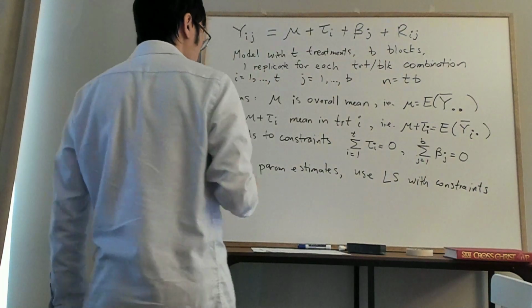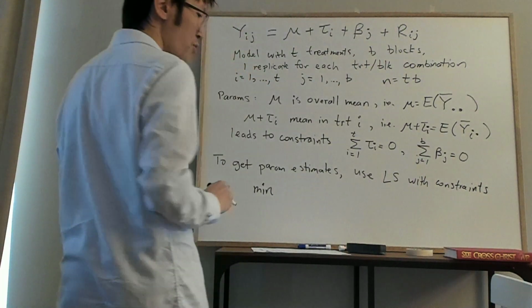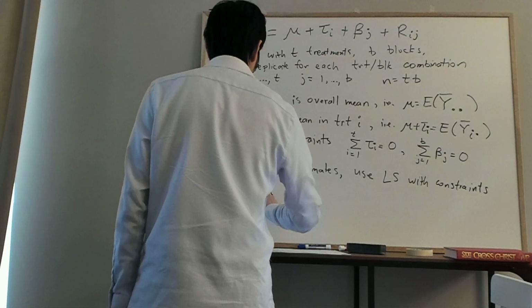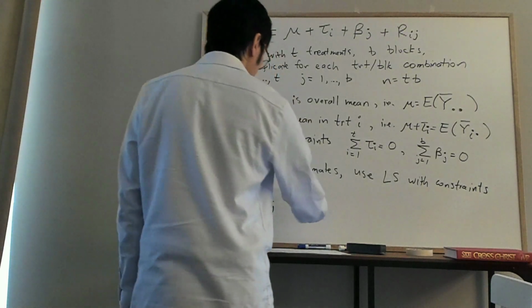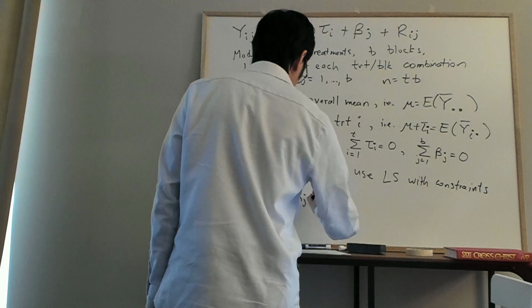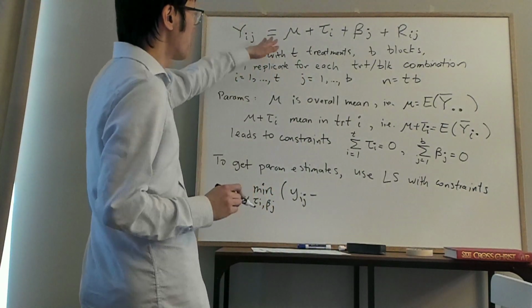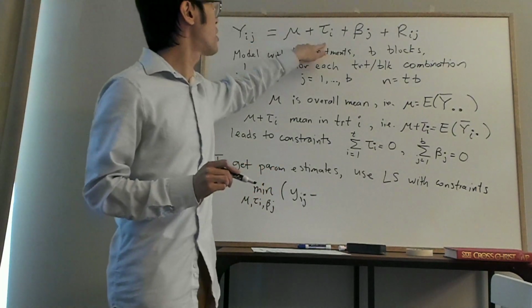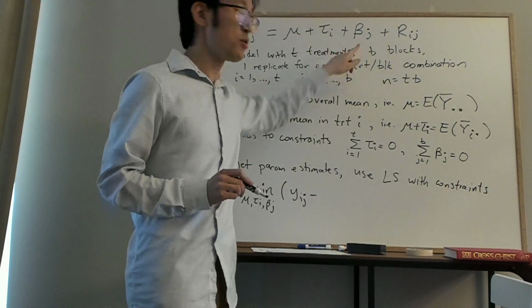Okay, and so what that means is we minimize as a function of the model parameters. So we have mu, tau I, and beta j. And what are we minimizing? We're minimizing the difference between the observations and the model fit. So the expected value for Yij is mu plus tau I plus beta j. In other words, overall mean plus the treatment effect plus the block effect.